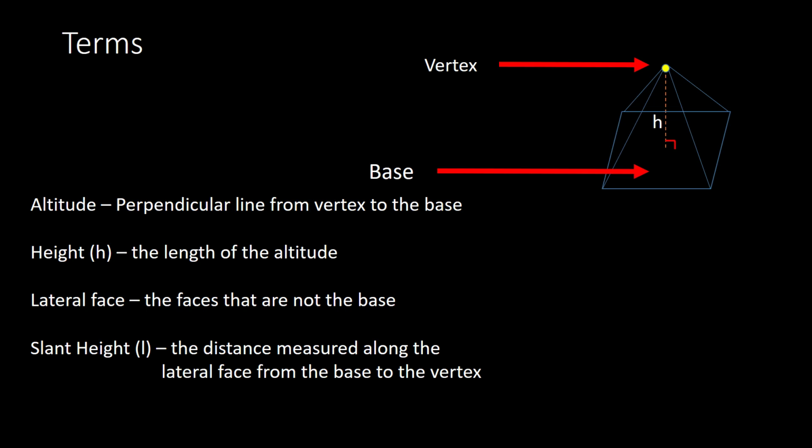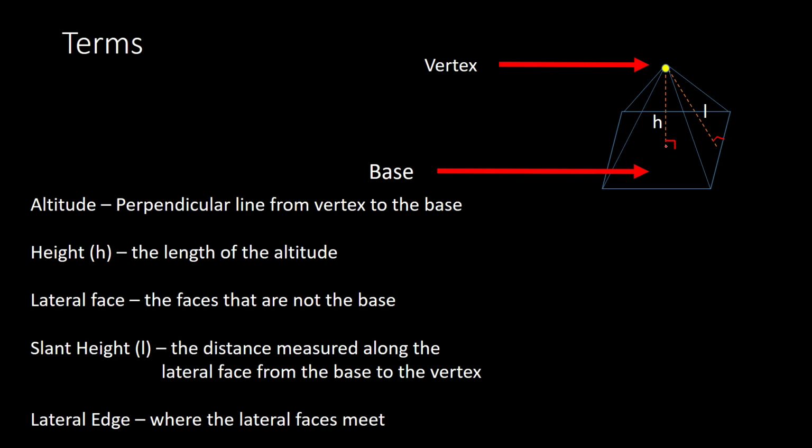Next we have the slant height, which is the height that is slanted, or the distance measured along the lateral face from the base to the vertex. So this line right here, the height of the slanted triangle, would be your slant height. And notice that it's different than the actual height. Height is perpendicular to the vertex, whereas a slant height is perpendicular to this side down here, to this triangle on the side. And we use the letter L for slant height and the letter H for just regular height.